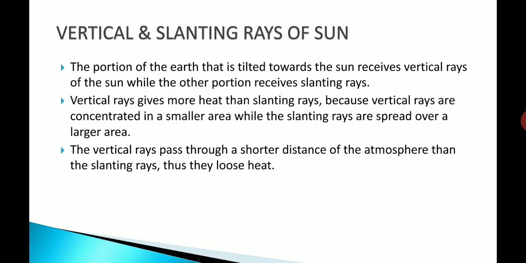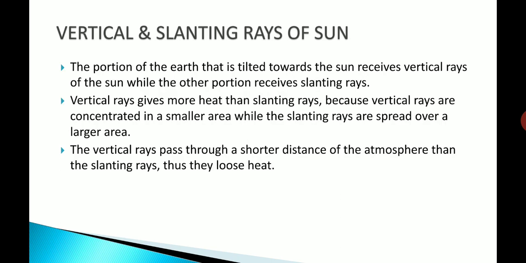Let's talk about the vertical and slanting rays of sun. What is the difference between those? The portion of the earth which is tilted towards the sun receives vertical rays, means direct rays, while the portion which is away from the sun receives slanting rays.